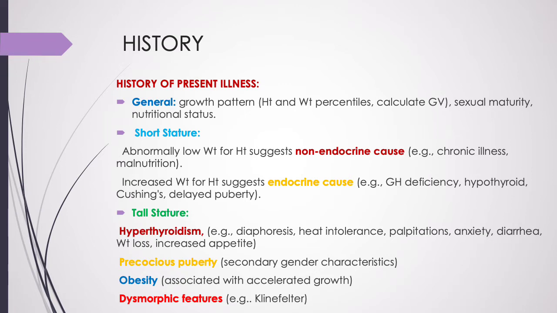In the non-endocrine causes, such as chronic illness, the weight will be low. On the other side, in endocrine causes such as growth hormone deficiency, the weight will be high for the height. On the other hand, tall stature has causes such as hyperthyroidism, precocious puberty, obesity, and dysmorphic features such as Klinefelter.